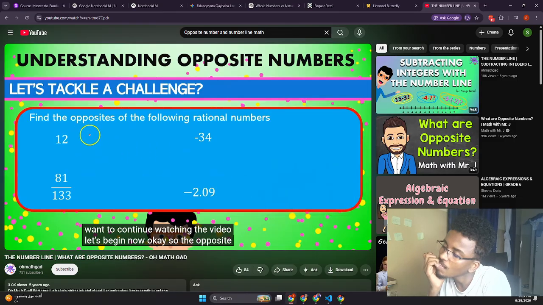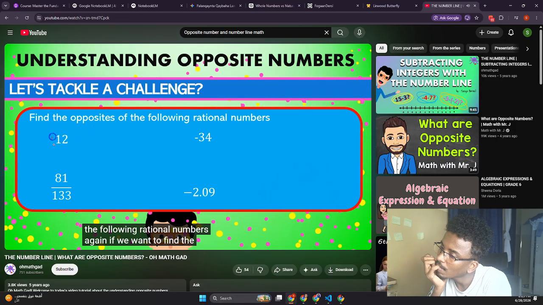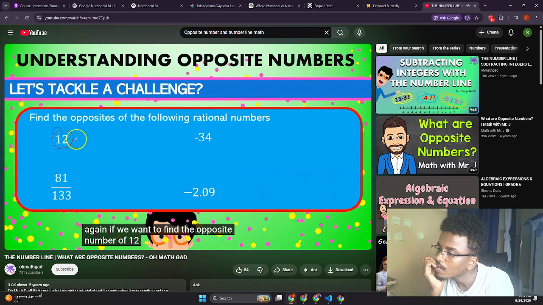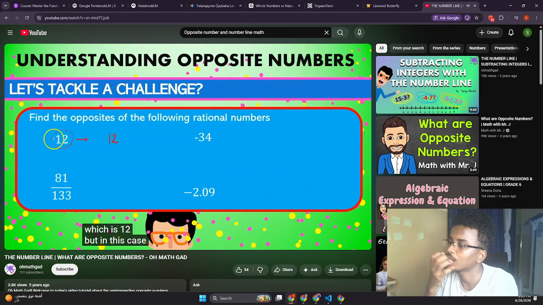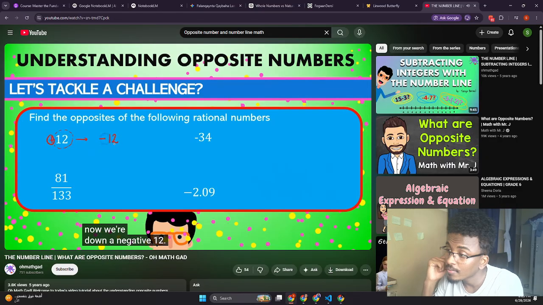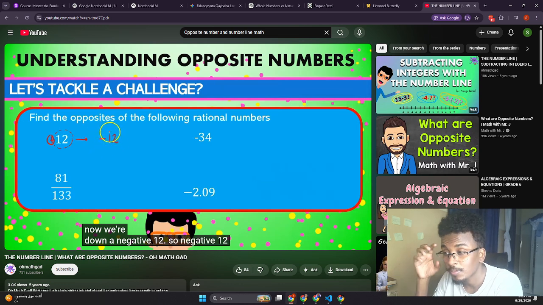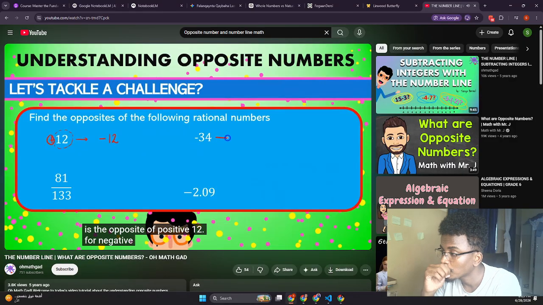Okay, so the opposite of the following rational numbers. Again, if we want to find the opposite number of 12, we just have to write the same number, which is 12, but in this case we have a positive 12, now we write a negative 12. So negative 12 is the opposite of positive 12. For negative 34, the exact same logic.